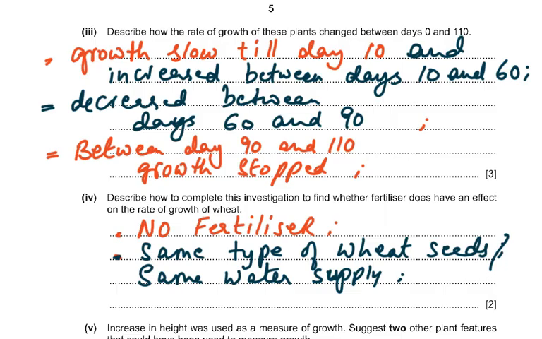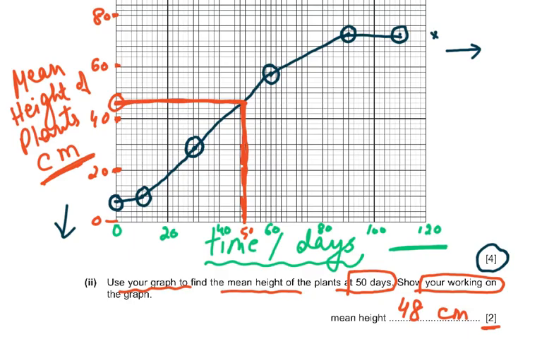As you look at part 3, describe how the rate of growth of these plants changes between days 0 and 110. So you have to look at the graph and give me the statistics from the graph. So you see there is very little growth here, and then we see this sharp increase here, and then we again see here that there is no change. So you have to look at the graph and give me pointers from the graph.